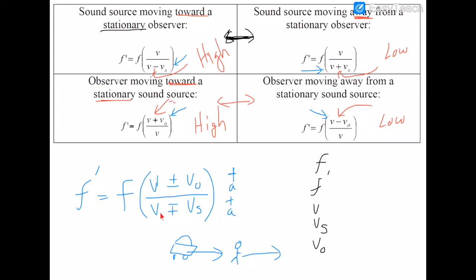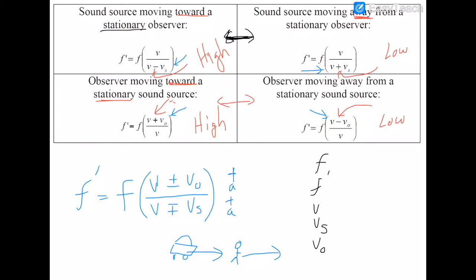Okay? Now what do I do in the bottom? Here's the speed of sound, and this is the sound source. This is the cop. So is it the speed of sound minus the speed of the policeman, or is it the speed of sound plus the speed of the policeman? Well, what is the policeman doing? He's coming towards me, right? He's coming towards me. So I would use a minus here on the top. Okay? I'd use a minus on the bottom because I'm going away from the policeman, but he's also coming towards me, so I'd use a minus on the bottom as well.